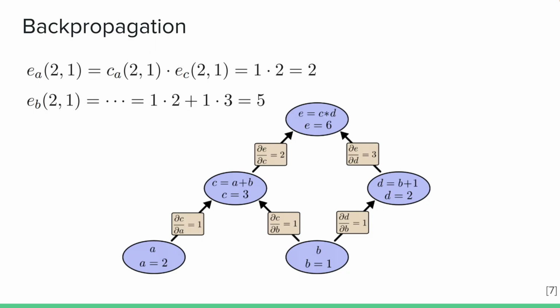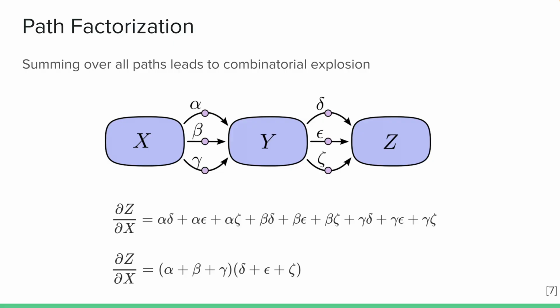You might already see one of the problems that you encounter here. In a toy example like this graph, you can easily sum up over different paths. However, if you have a huge graph, this becomes prohibitively expensive to compute. In other words, summing up over all paths would lead to a combinatorial explosion. So wouldn't it be nice if we could factor this out and rewrite this computation to be able to just go through this graph and touch every node exactly once? And this is what path factorization does.